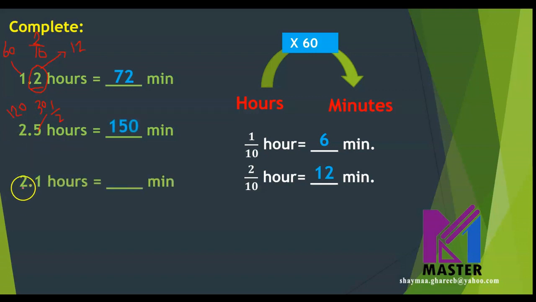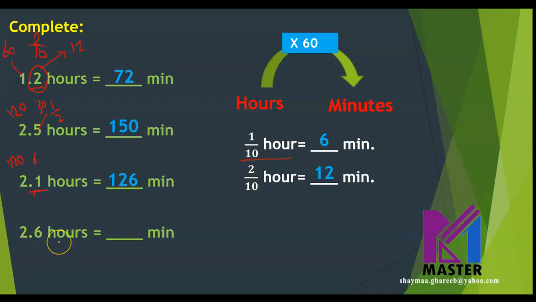Now look at this one, 2.1 hours. What about 0.1? 0.1 is same as 1 tenth of the hour. 1 tenth of the hour is 6 minutes, and 2 hours is 120. So I have 120 minutes in 2 full hours, and in 1 tenth of the hour, there is 6 minutes, so all will be 126.